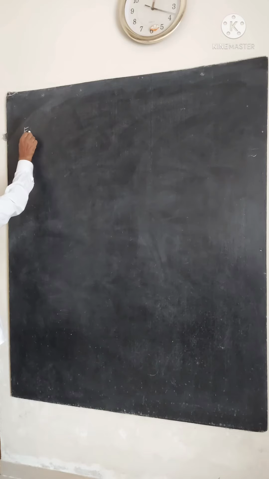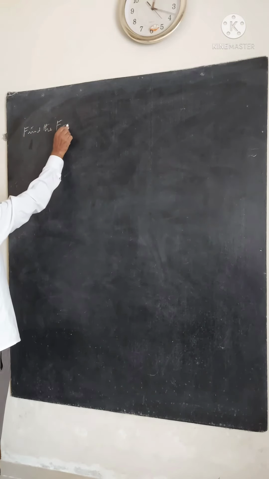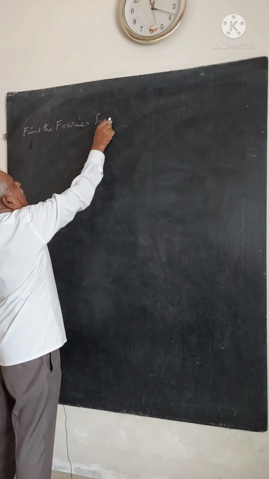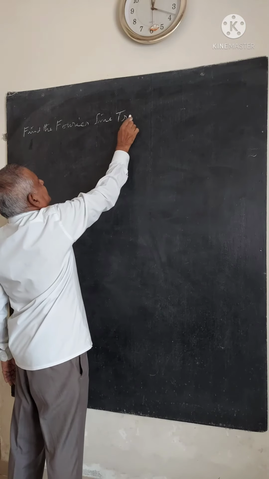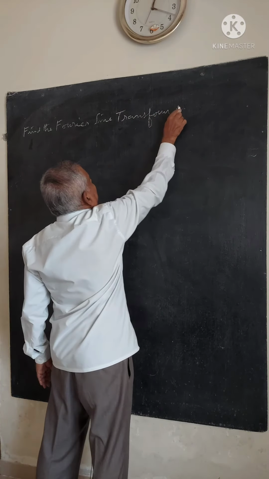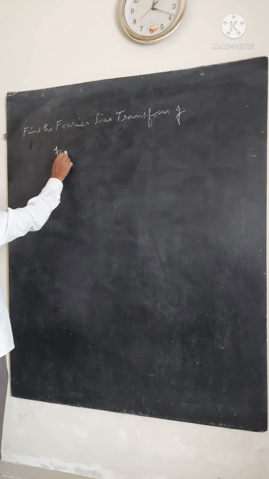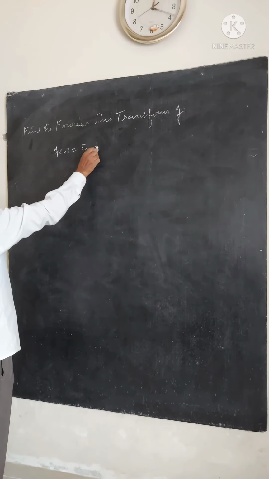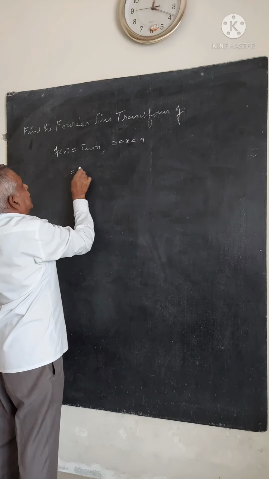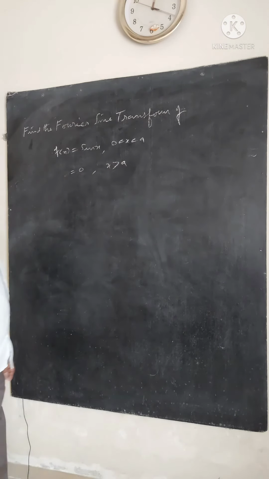Find the next sum. Find the Fourier sine transform of f of x is sin x for 0 less than x less than a, and 0 when x is greater than a.